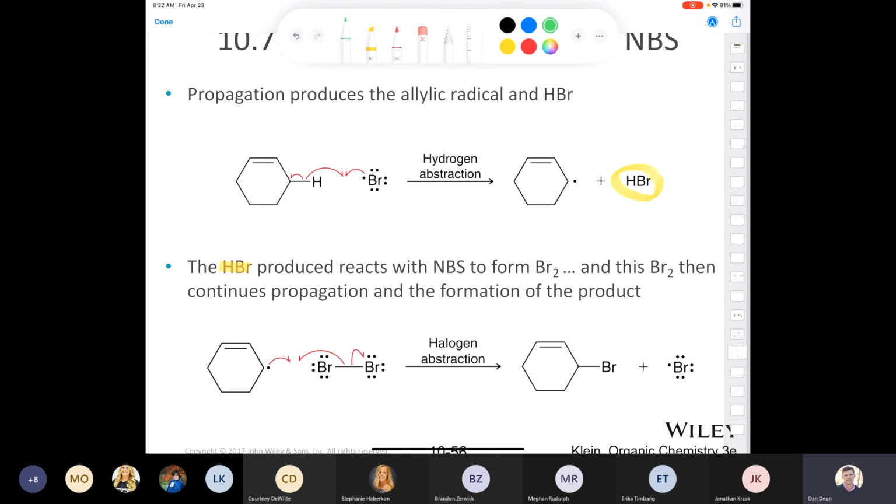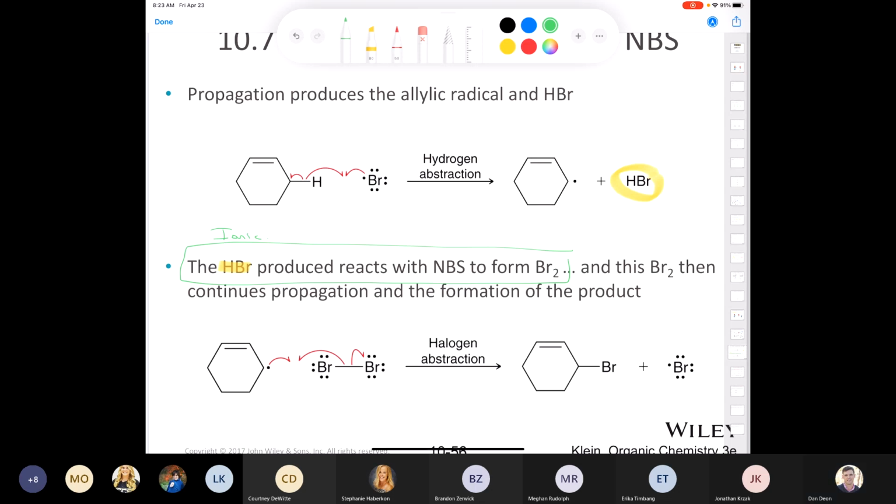Now, this mechanism is not covered in our book. And this mechanism right here is an ionic mechanism. It is not a radical mechanism. I'll just tell you quickly that HBr reacts with NBS. You end up forming what's called succinimide, and bromine, Br2, left over.